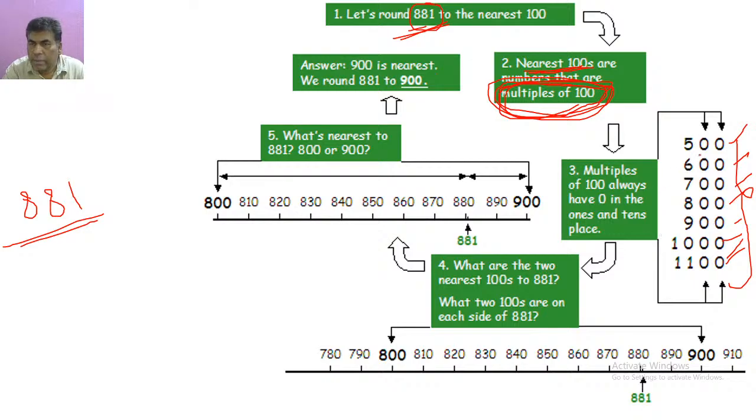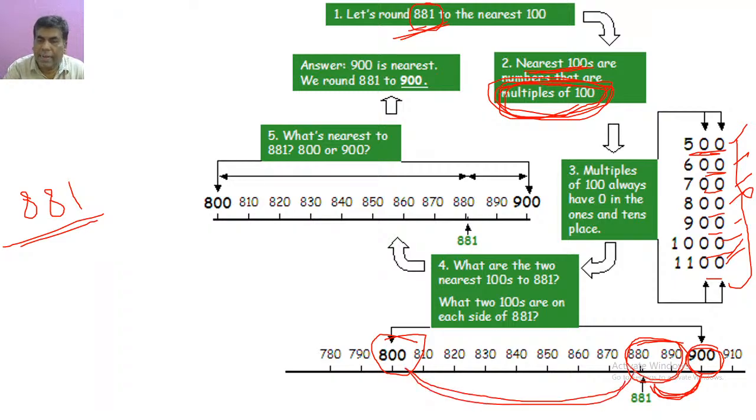What is common? Tens place, units place. Zeros are there. Now where is 881? It is between 880 and 890, and also between 800 and 900. Just by seeing you can tell it is nearer to 900 and farther from 800. So the answer is 900.